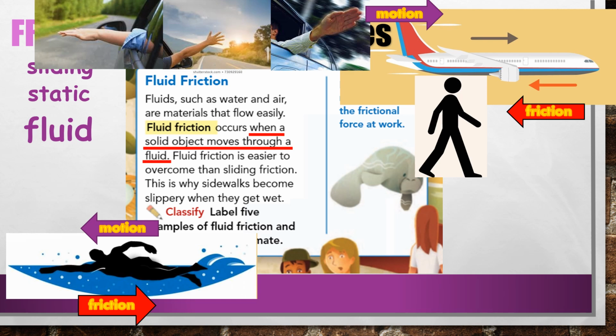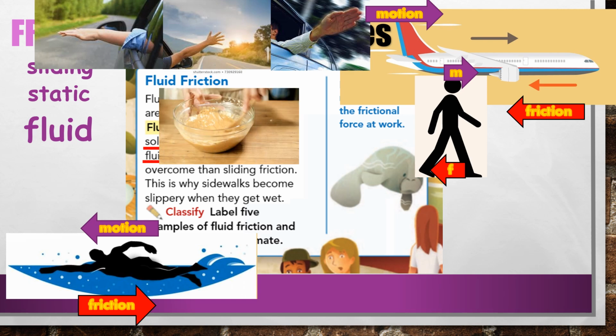When we walk, we also have fluid friction, even though we don't think about it. Our motion is propelling us forward, but the ground and the air are trying to keep us from moving. If you go outside on a very windy day and you're walking towards the wind, sometimes it becomes very difficult to walk forward compared to a regular day where there isn't any wind.